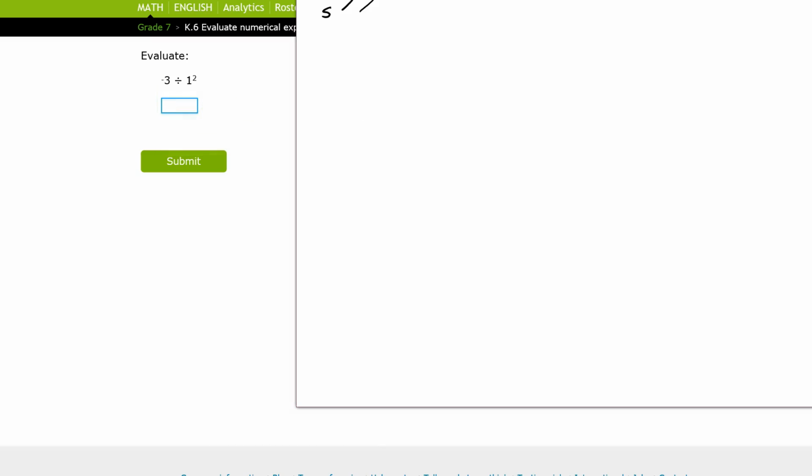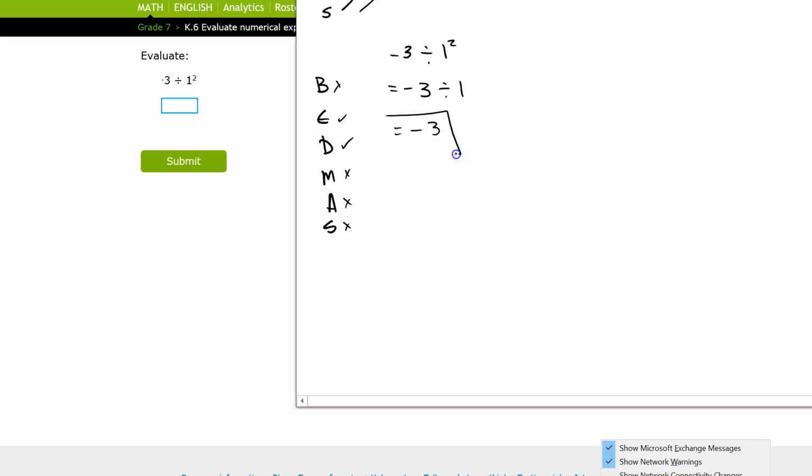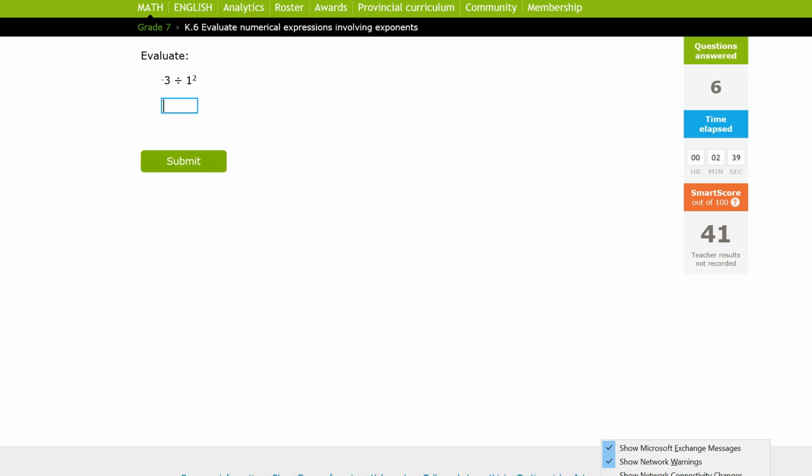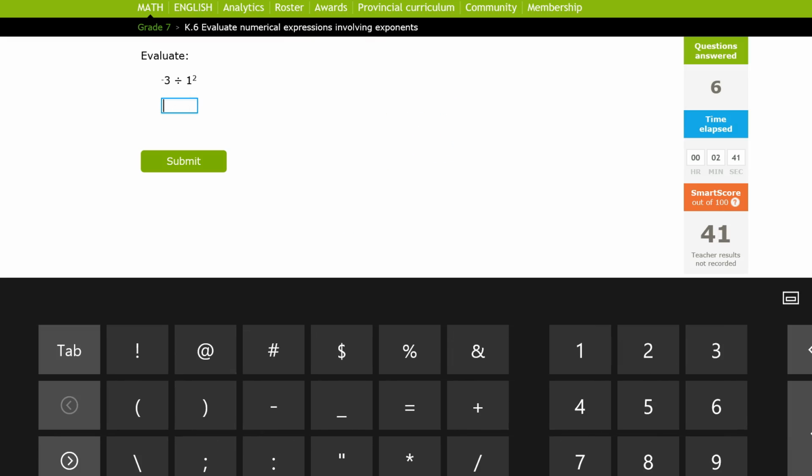Woohoo! Here's one that deals with division. So, BEDMAS. -3 divided by 1 to the power of 2. So there are no brackets, there are exponents. So the next step would be -3 divided by 1, because 1 squared is 1. There is division. -3 divided by 1 is simply -3. No multiplication, no addition, no subtraction. So my answer here is going to be -3.